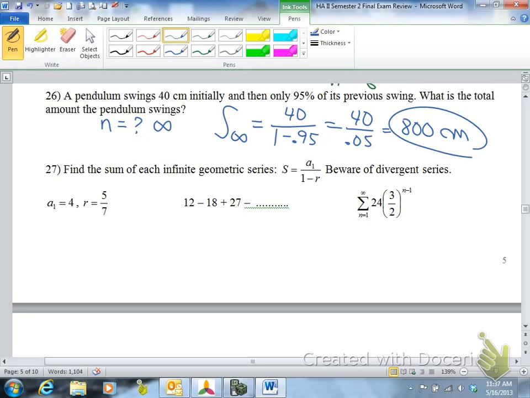Find the sum of the infinite geometric series. There's the formula that I just used right here. Beware of divergent series. What does it take for the formula to be valid? Anyone remember?